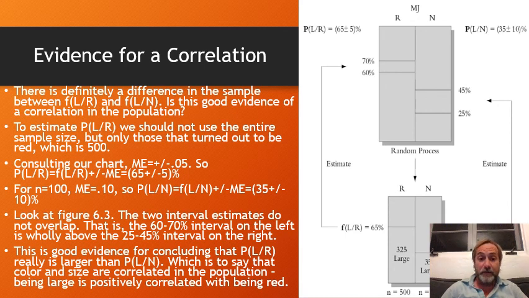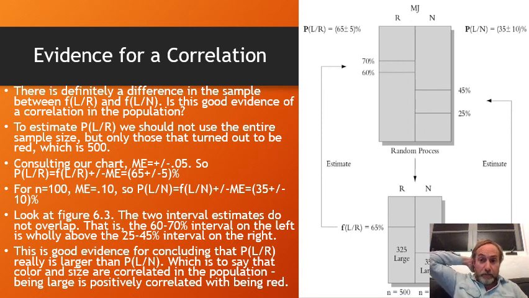So given the sample frequency that we found, the probability of a marble being large, conditional on its being red, is equal to the sample frequency of large conditional on red plus or minus the margin of error, which is equal to 65 plus or minus 5%. So you can see up in the chart on the top, on the red side, our estimate is between 60 and 70%. We have 65 plus or minus 5 on either side.